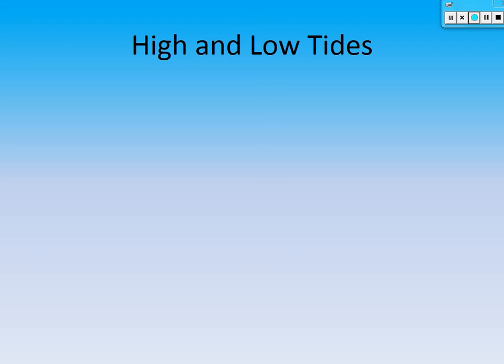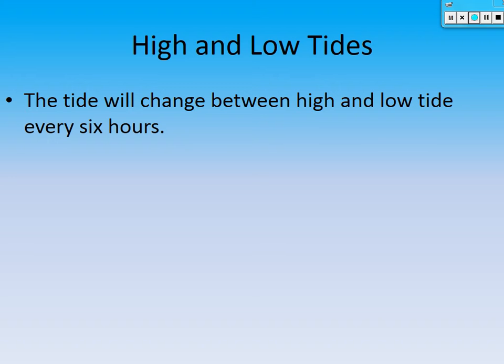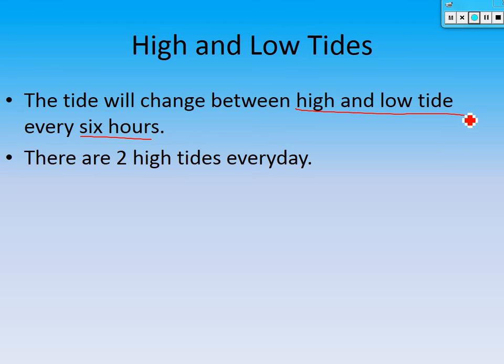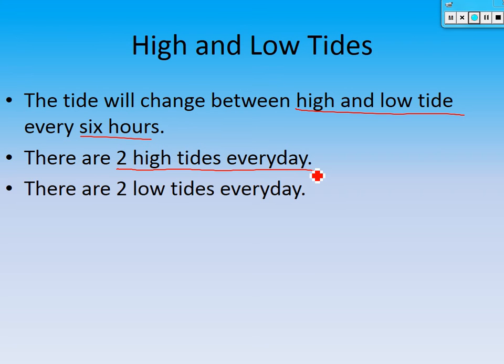Okay. So here's some facts about high and low tides. The tide will change between high and low tide every 6 hours. Okay, we just saw that in that graph. So it goes between high and low tide every 6 hours. Here's another fact. There's 2 high tides every day. That means there's also 2 low tides every day.